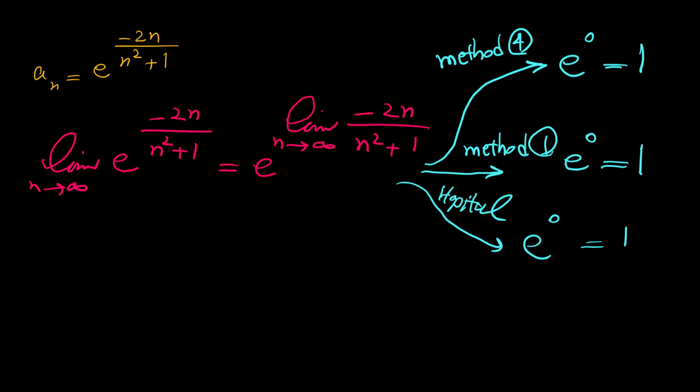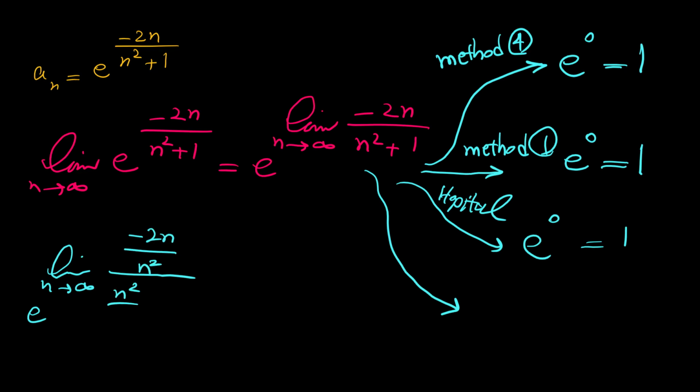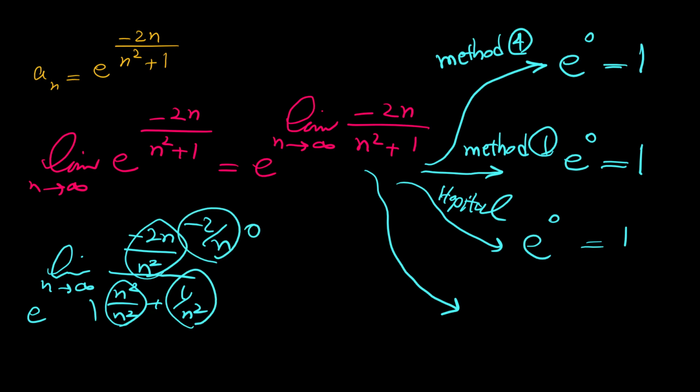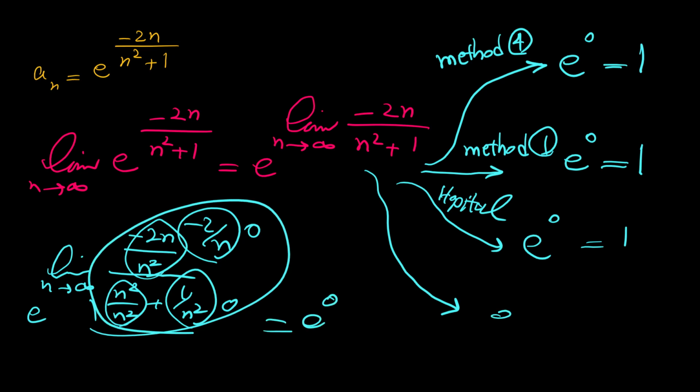What about dividing every term of the top and every term of the bottom by the highest degree of the bottom? Let me show you that method here because it takes space to do. So we have e to the negative 2n over n to the 2, over n to the 2 over n to the 2 plus 1 over n to the 2. This is 1. This is negative 2 over n. When n approaches infinity, this is 0. This is 0. And because the numerator is 0, 0 over 1, because in the denominator we have this 1, all of this is 0. So we have e to the 0, and e to the 0 is 1.